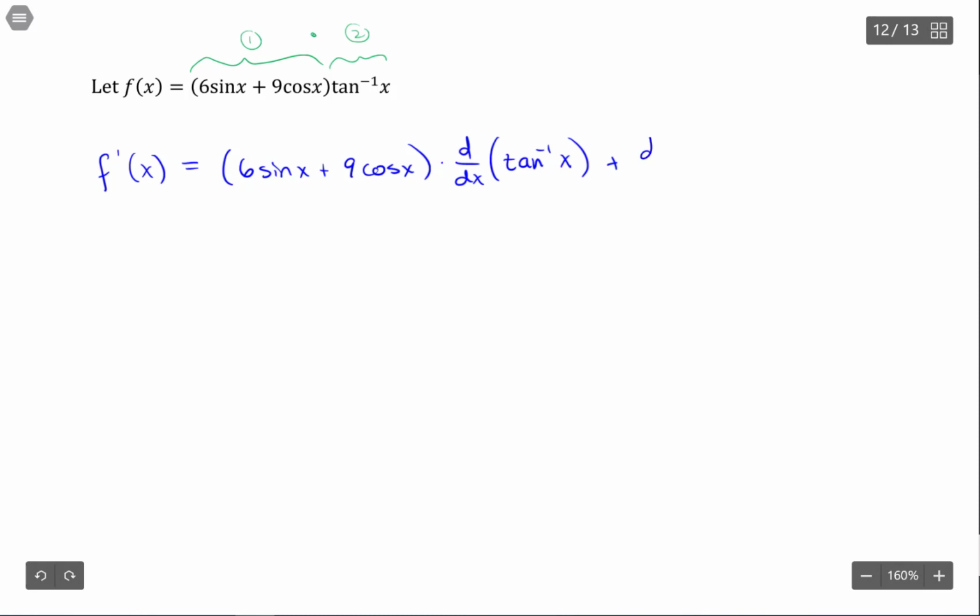All right, then it's the derivative of the first function. I should probably start writing a bit smaller here. Times the second.